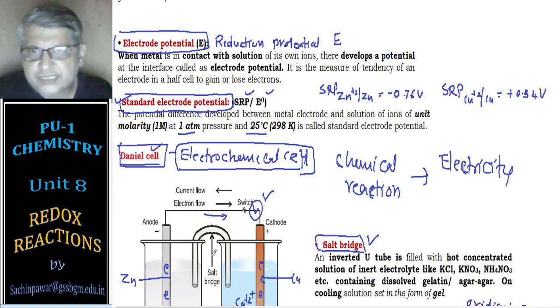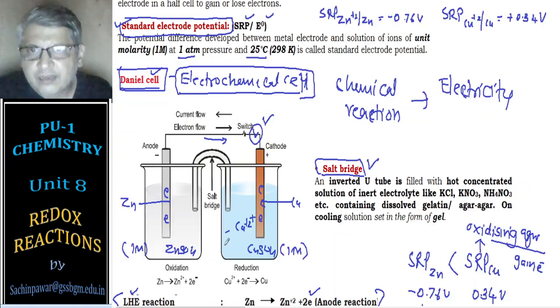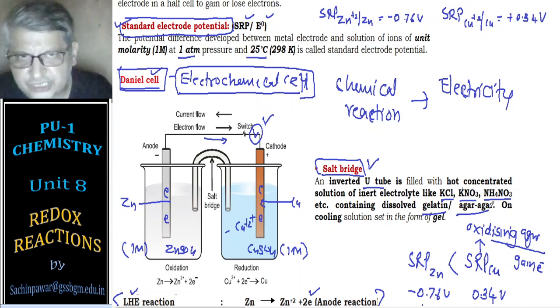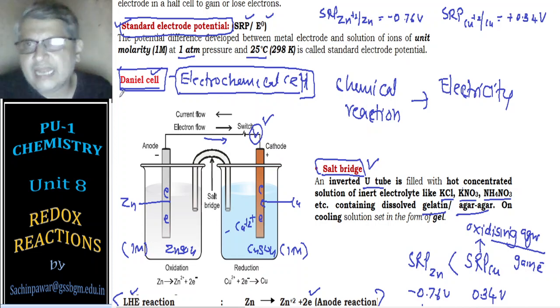Salt bridge, what is the purpose? Here we have a connection between the two solutions, for which we have a U-tube, which is filled with KCl, KNO3 or ammonium nitrate in gelatin or agar medium, and the details about that you will learn next year. So this is a Daniell cell, also known as galvanic cell.